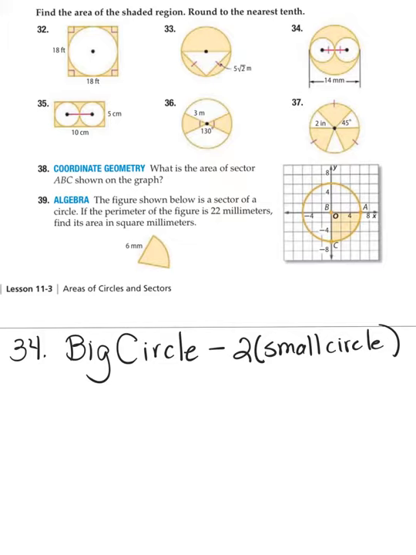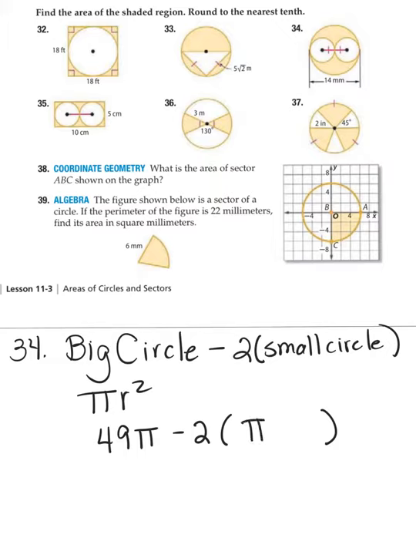Alrighty, so my big circle is going to be pi r squared. Let's go ahead and just take care of it, and then we'll look at the little one. The radius of the big circle is going to be 7, because they give us the diameter is 14. So 49 pi is the area of the entire circle, but I've got to take away from it 2 of those small circles. So let's see what the small circle's radius is going to be.